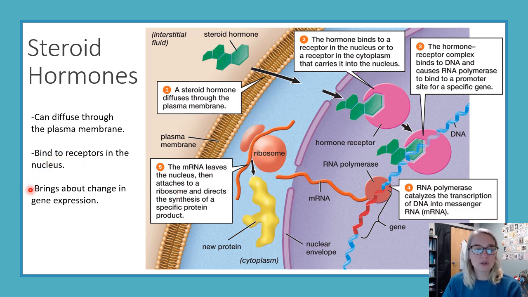Binds to receptors in the nucleus, brings about change in gene expression, right? We're going to be expressing a gene to make a new protein product, or change the behavior of the cell, or maybe tell the cell to go through mitosis, or tell the cell to turn off or turn on a particular gene. So think of steroid hormones as more of like a genetic regulator. It changes how your genes are expressed, just for steroid hormones.